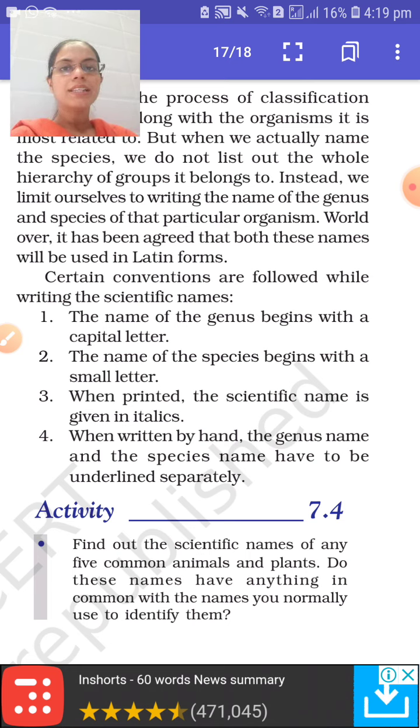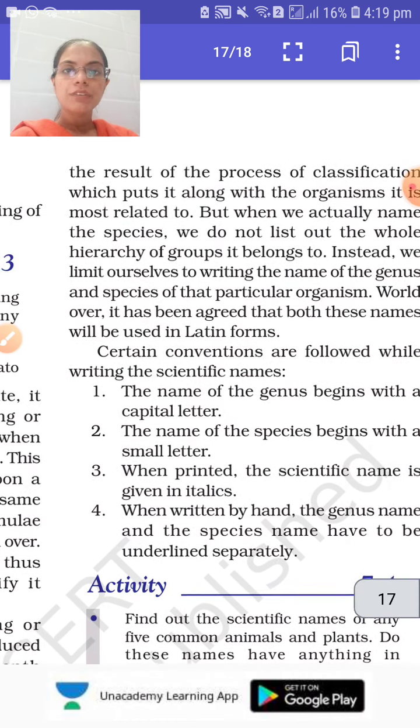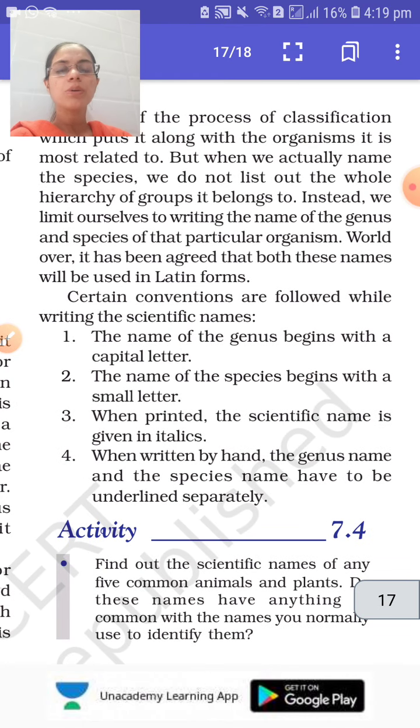Whenever you write this in your paper, both the names should be underlined separately, because they are different. They do have their own personalities, right? So what do you mean by species? Species is a group of organisms that share very common characteristics and are placed in one group.